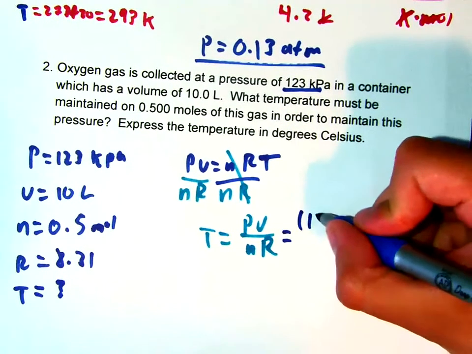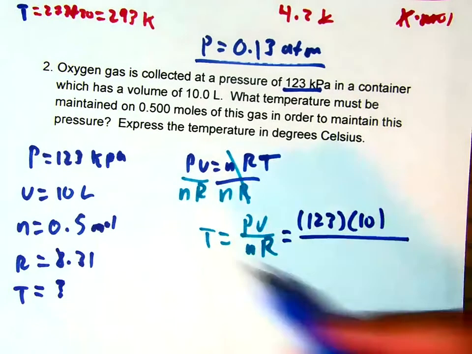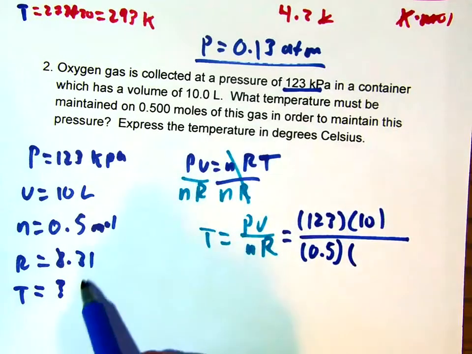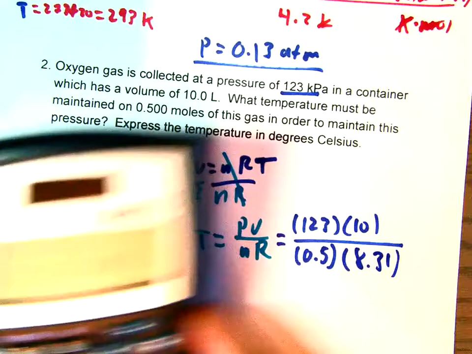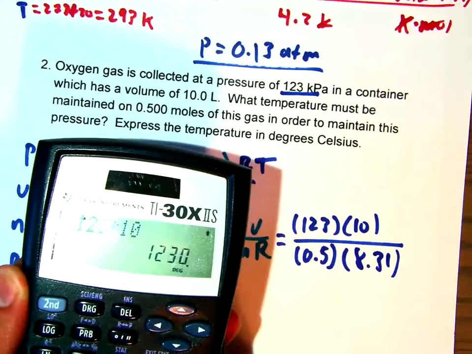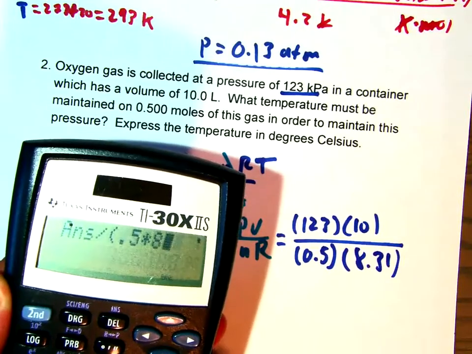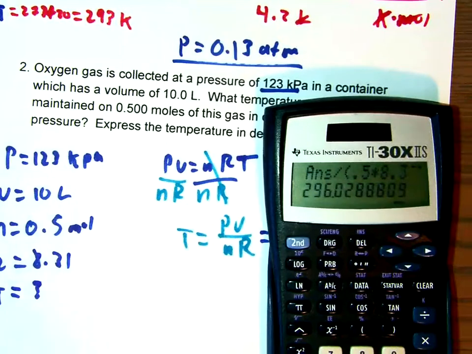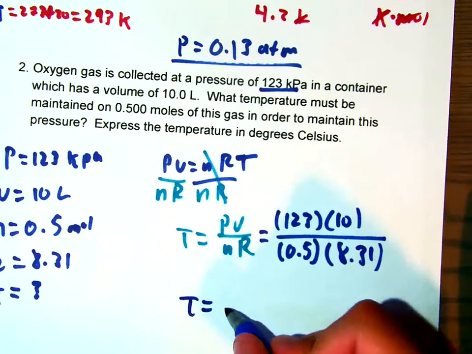Pressure is 123 times volume is 10, divided by my number of moles, which is 0.5, and my R is 8.31, right? So it's the top, so I go 123 times 10, divided by the bottom, which is 0.5 times 8.31. Close those brackets. Gives me 296. So my temperature equals 296.